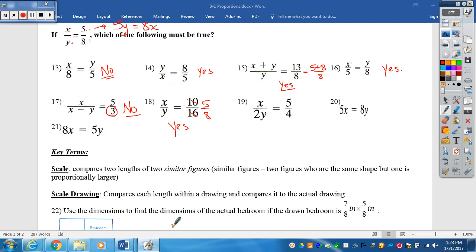Okay? Number 19. If I do x over 2y is equal to 5 over, it's not going to be 4, that would actually be half y.